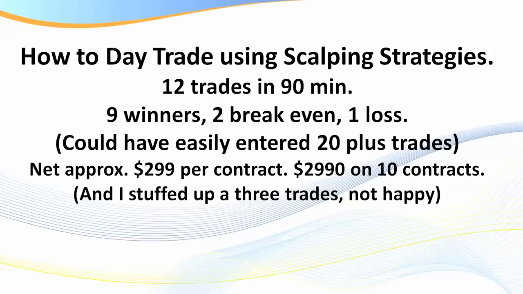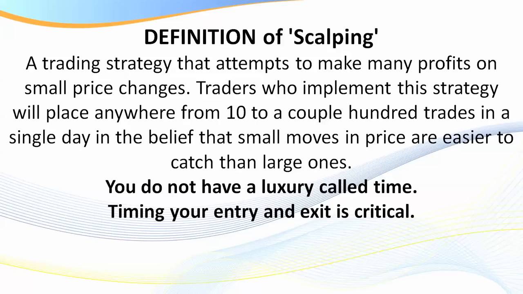So in this video I covered around 12 trades in 90 minutes, 9 winners, 2 break even, 1 loss. I could have easily entered 20 plus trades. I was trading the NQ at the same time, which we'll talk about, because that also cost me some money by trying to trade 2 markets. And I know, traders, I talk about this all the time, focus on one market. I still netted $2.99 per contract, 2,900 odd on 10 contracts, and I stuffed up on 3 trades. So we'll be looking at those muck-ups.